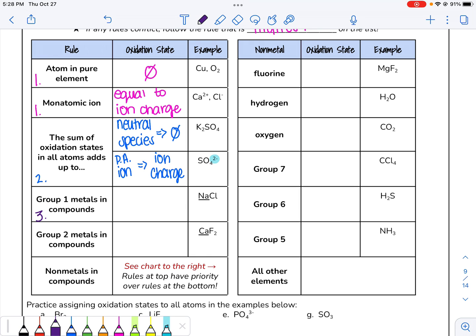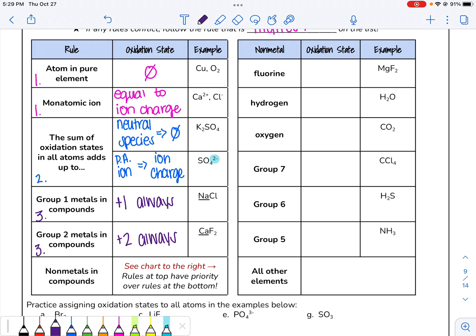Okay, that brings us to rule 3. Rule 3 says that group 1 metals in a compound will always be a +1 oxidation state. Coincidentally, this also follows their charge trend, so hopefully that helps you remember it. Group 2 metals in a compound, we're also going to call this rule 3. Group 1 and group 2 metals we can call together. This one has a +2 charge always. Again, same as its ion charge, which hopefully helps you remember it.